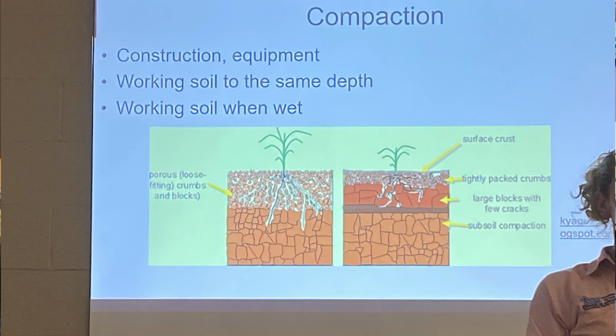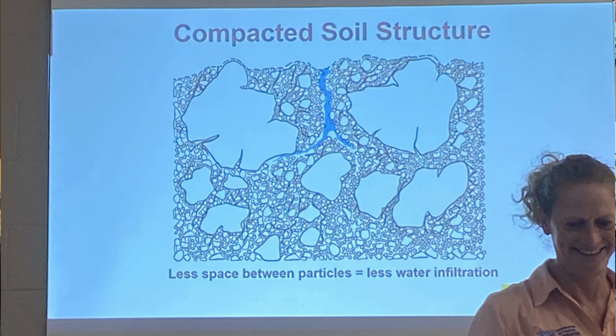Compaction. That's kind of what we were looking at. Causes include construction equipment, working soil to the same depth, and working soil when wet. You don't want to work soil when it's wet. You'll have concrete after it dries. Compacted soil structure: see the water, it can't go anywhere. The roots, when they're spreading, are looking for water. So if the water can't spread out, the roots can't spread out, and then the plant will dry up.